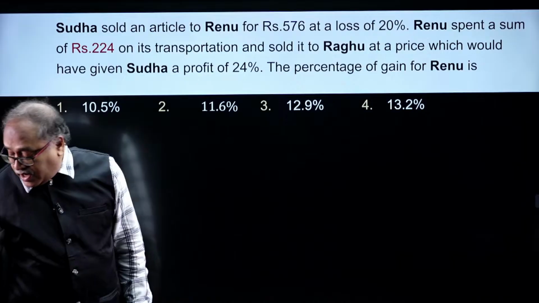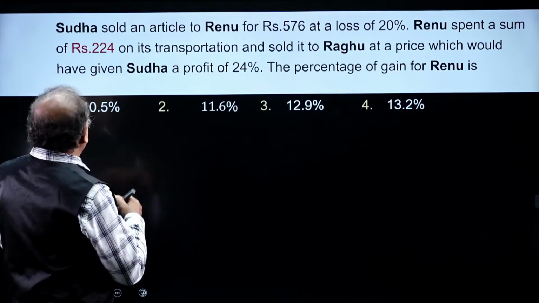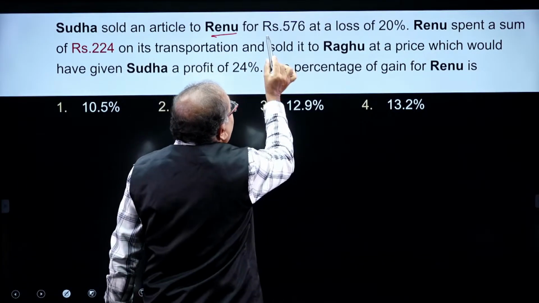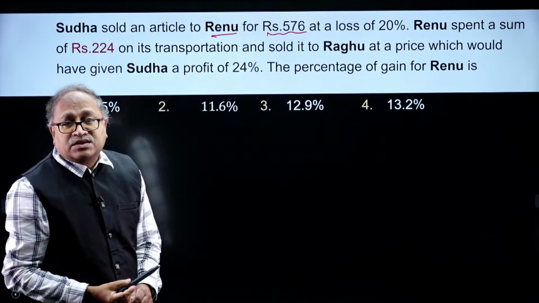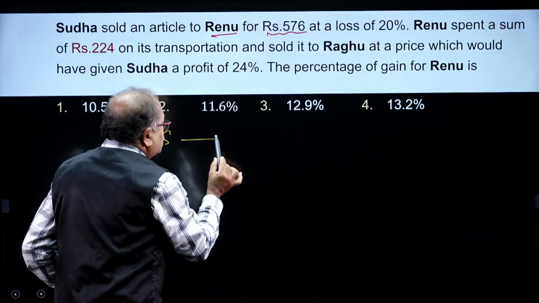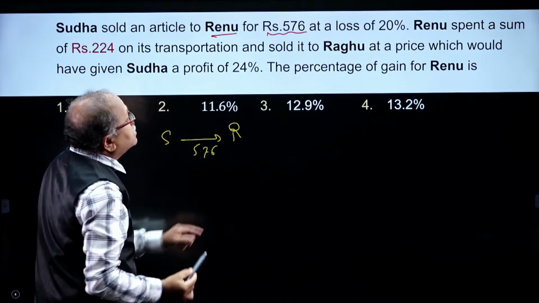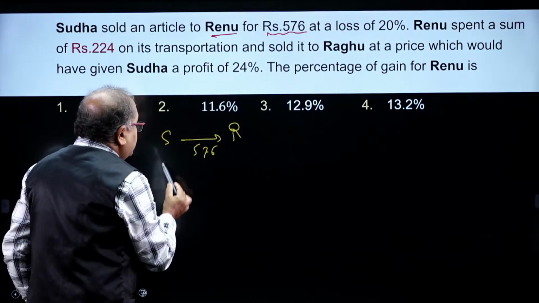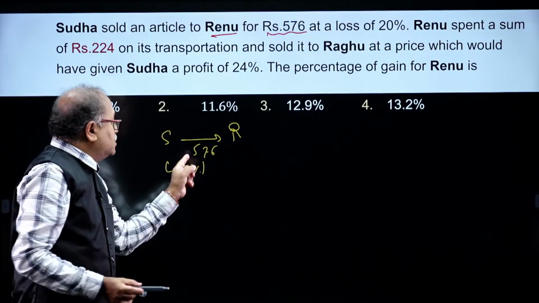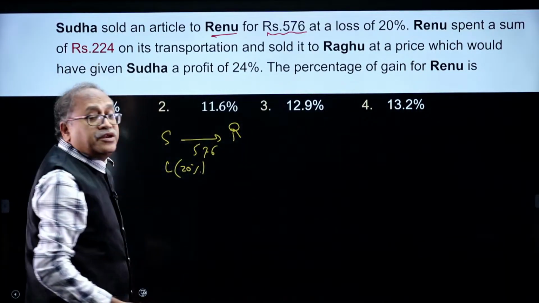Come on. And here is the next question. Sudha sold an article to Renu for rupees 576 at a loss of 20%. Here Sudha is losing 20% by selling it at 576. Renu spent a sum of rupees 224.